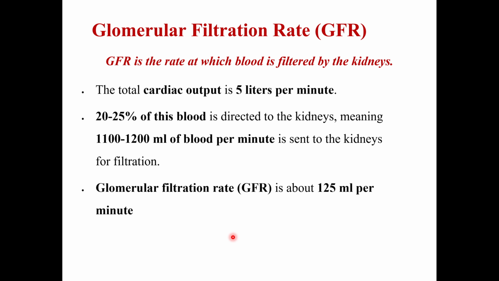So how is this happening? Because the plasma is being filtered and water is also being removed. However, most of this water is reabsorbed. If all the water were excreted, it would lead to dehydration. So the body reabsorbs it, and that's why the final urine volume is only about 1 to 1.5 liters per day. This is the reason. Now let's understand the renal blood flow.